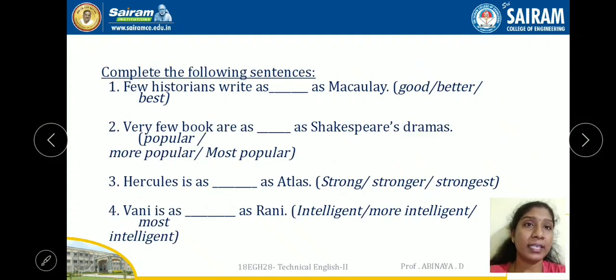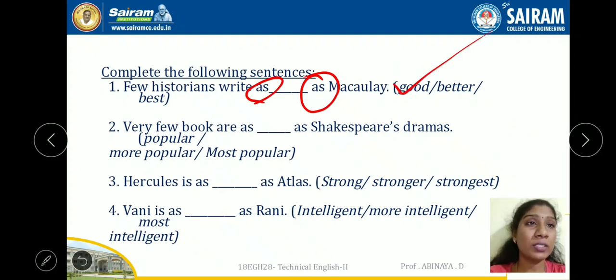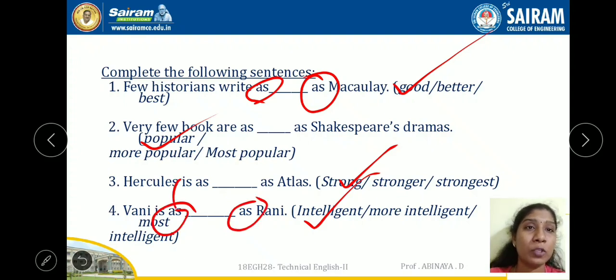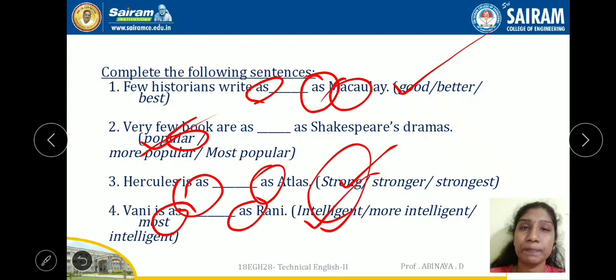Complete the following statement. Let us do this. Few historians write as. So, as is there. So, obviously it is a positive degree of equality. So, go for the positive form of the adjective. Very few books are as popular as Shakespeare. Hercules is as strong as Atlas. Barney is as intelligent as Rani. So, because as is there, it is a positive degree of equality. So, the positive forms of the adjectives are used.